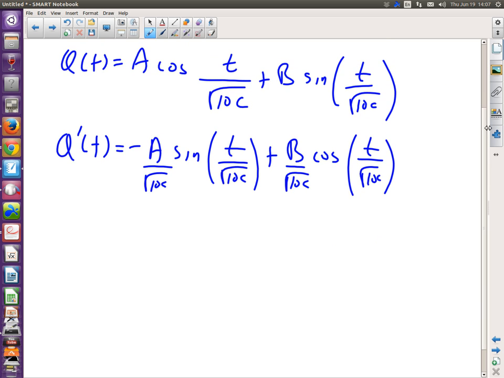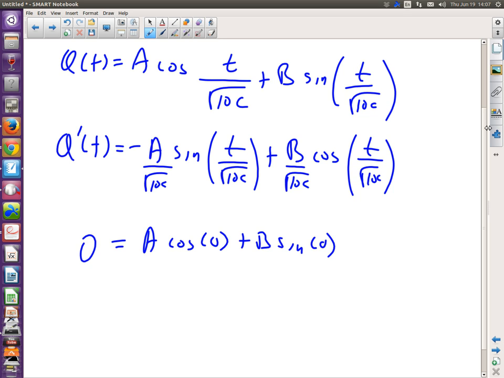All right, so we got that Q of 0 is 0. So in the first line, Q is 0 when t is 0. Again, sine of 0 is 0, so B drops out. Cosine of 0 is 1, so A equals 0.